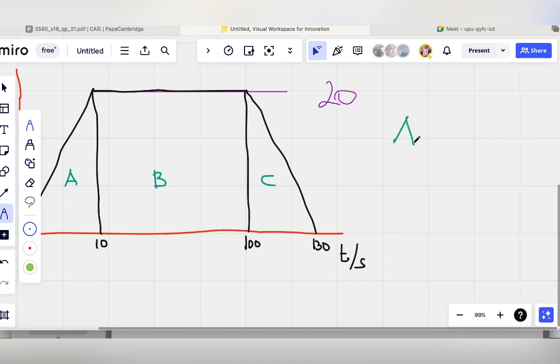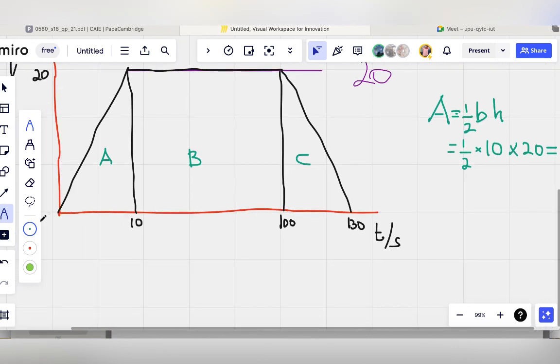For A, the area of a triangle is half base times height. So we get the area of this triangle. This will be equal to half times 10, because the base is 10 for A, times the height, which is 20. So half times 10 times 20 will be 100, because half of 20 is 10, and 10 times 10 is 100. We use the unit straight away. This gives us 100 meters for the distance of the first part.